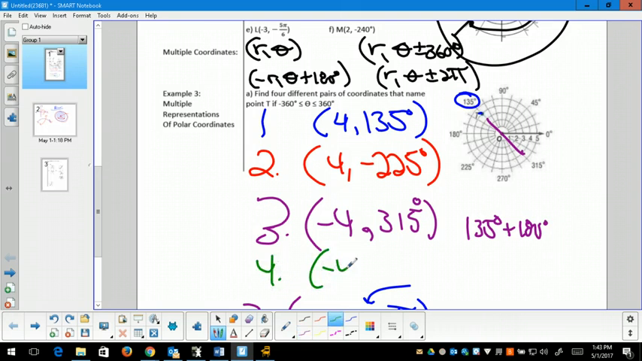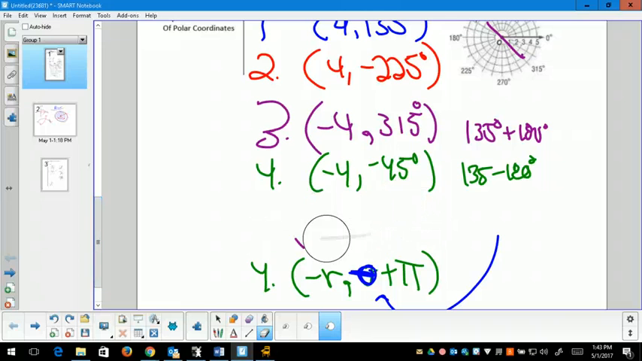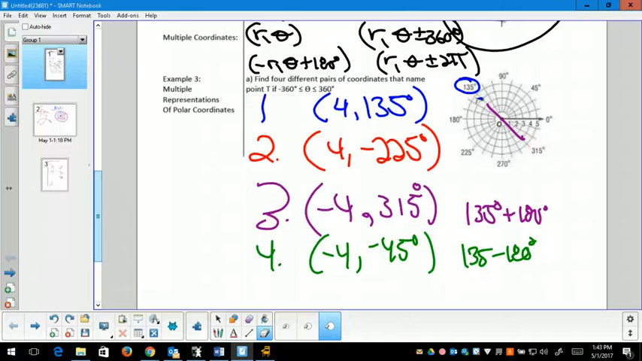And number 4, I have negative 4, and I'm going to do 135 minus 180. It'll give me a negative angle, but that's okay. And that's negative 45 degrees. So 4 different ways to represent the exact same point. 4 different ways it's going to be the exact same point when we graph it.